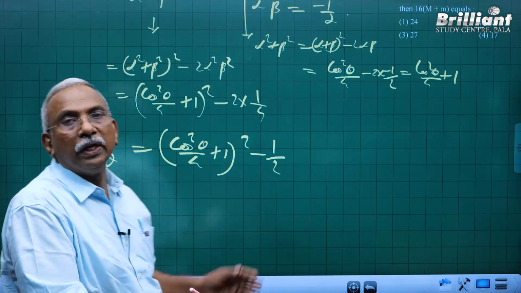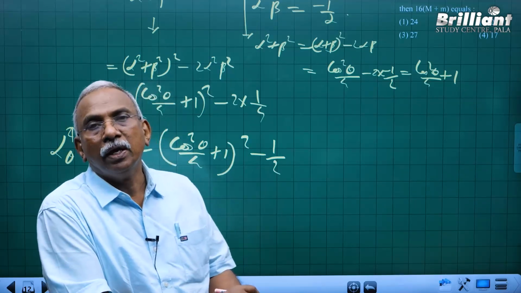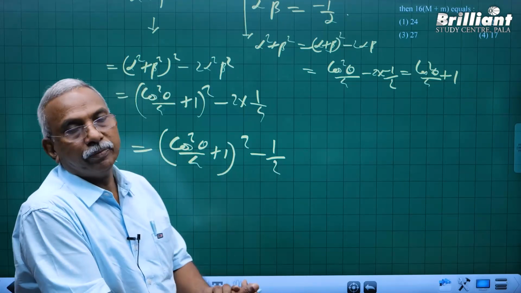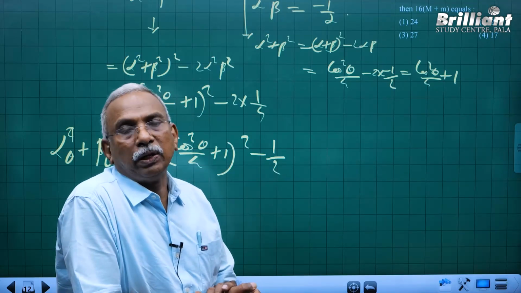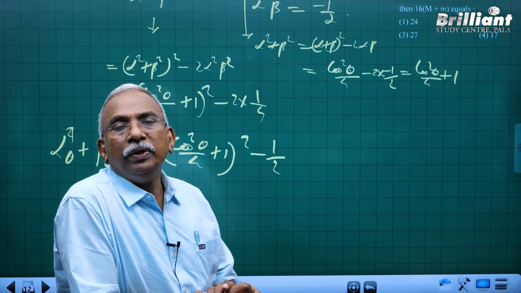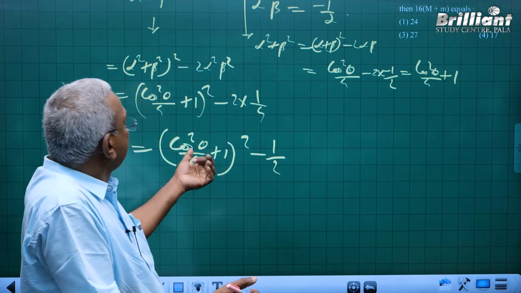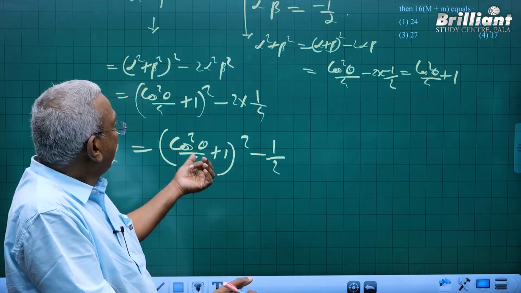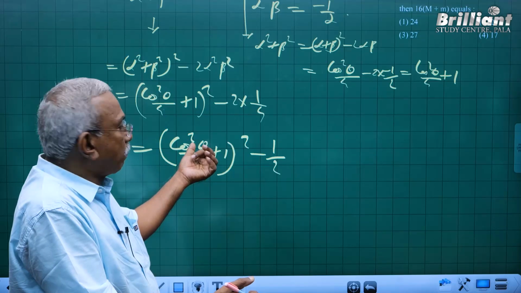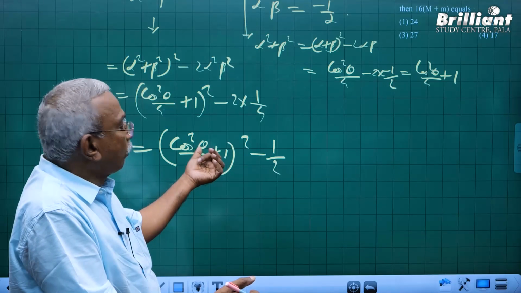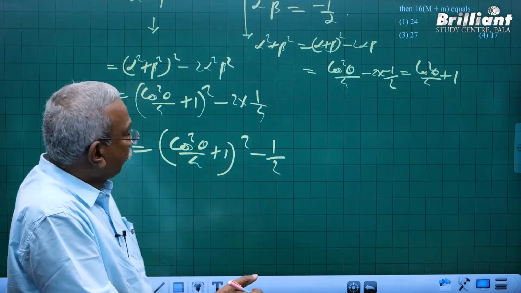Now depending on theta, the maximum and the minimum value will vary. But here it is cos square theta. Cos square theta is always what? Non-negative. So its minimum value should be 0 and maximum value should be 1. So this is the expression here. We apply 0 for the minimum value and 1 for the maximum value, and simplifying it will give the answer.